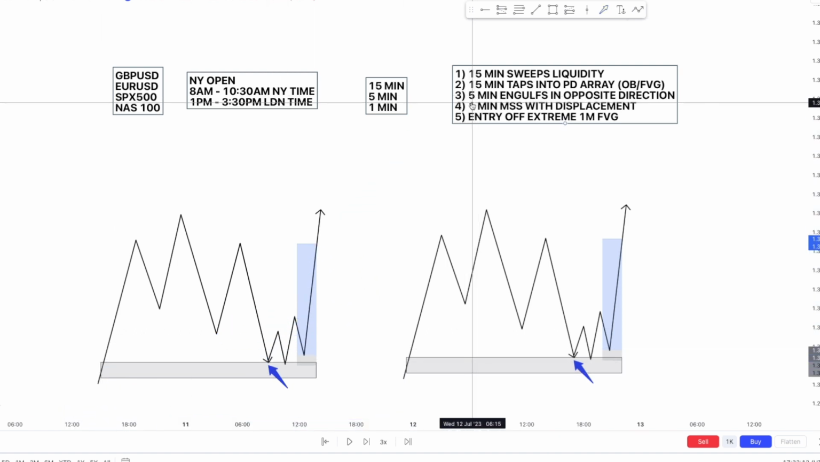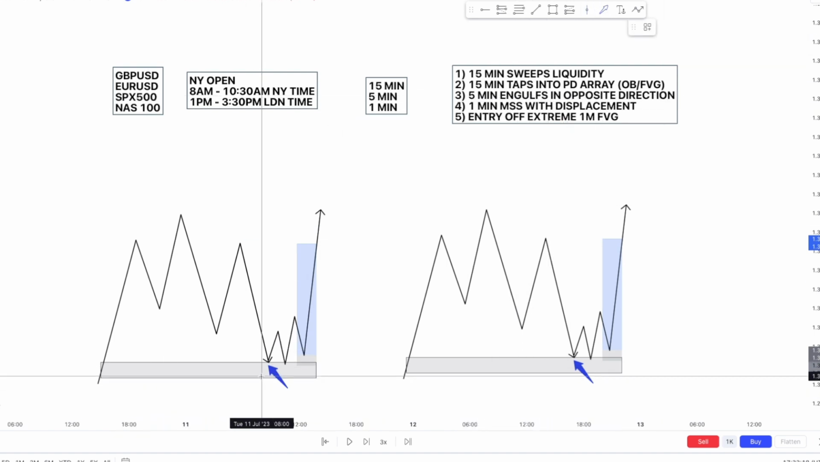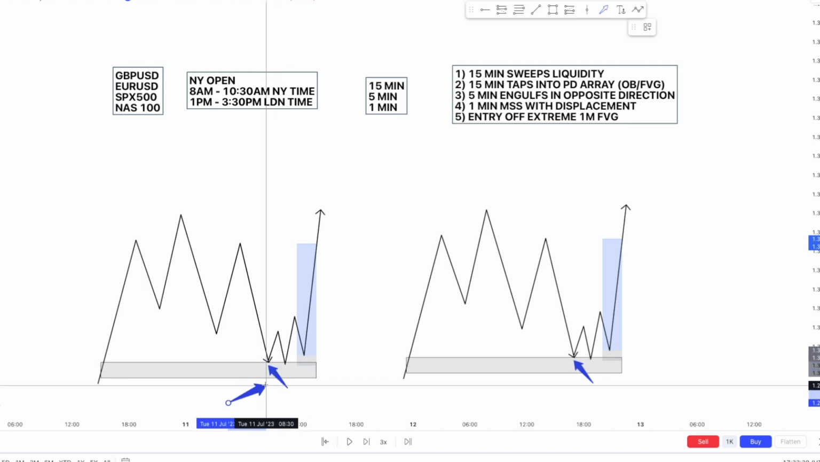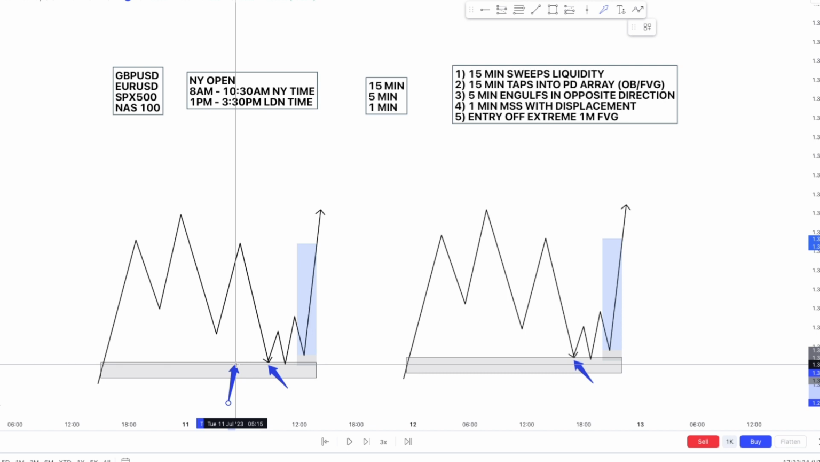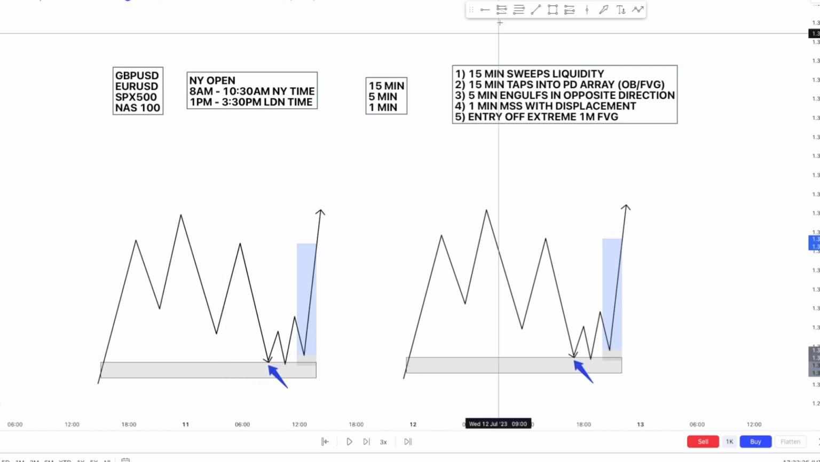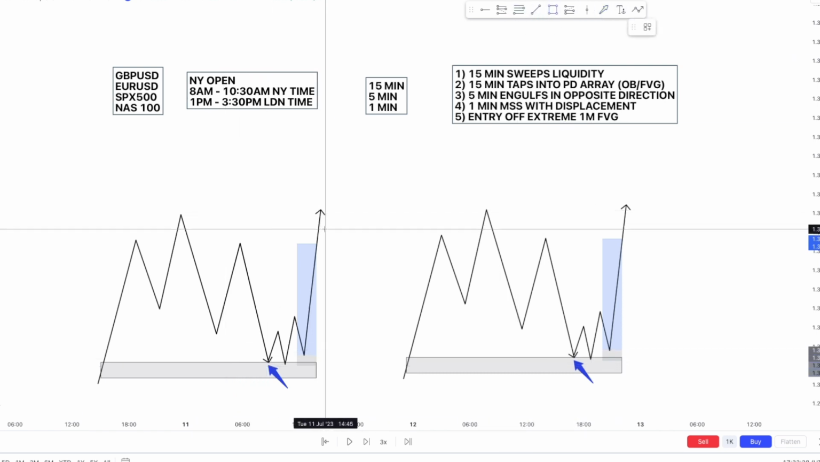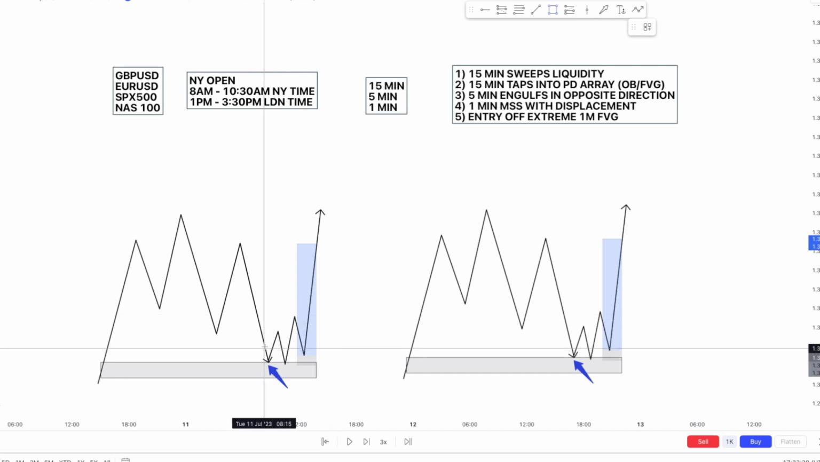As soon as we get that, we go to the lower time frame, and we check the 5-minute time frame for a bullish engulfment or bearish engulfment candle of the opposite direction. So for example, price taps into the FVG or order block or PD array. As soon as it taps into it, we go down to the 5-minute time frame, and we have to look for a bullish engulfment candle, or of course a bearish engulfing candle, of the opposite direction.